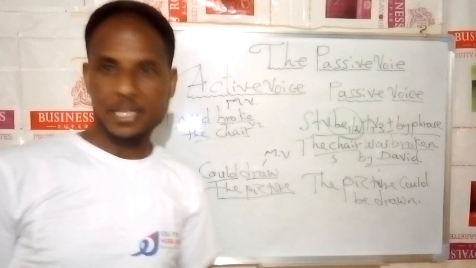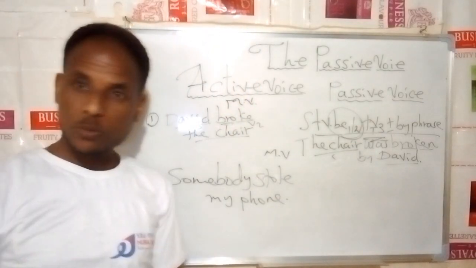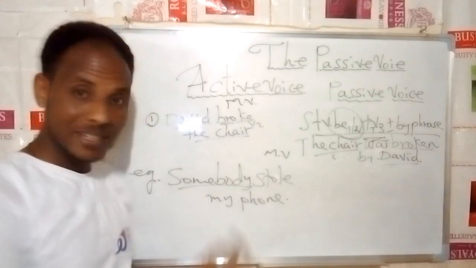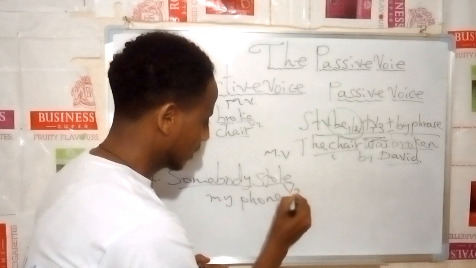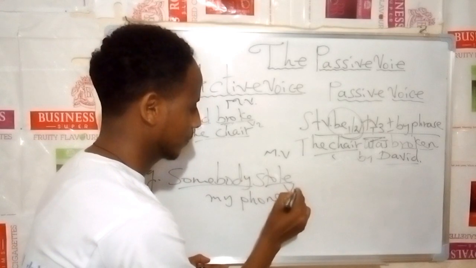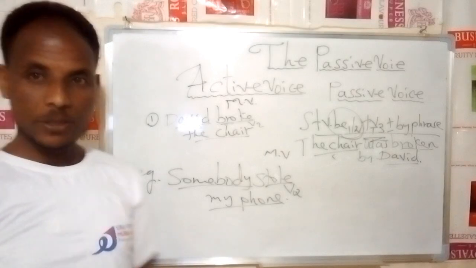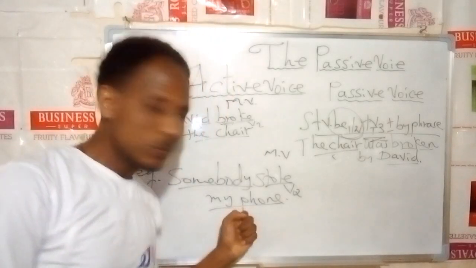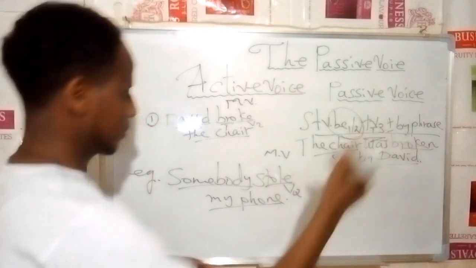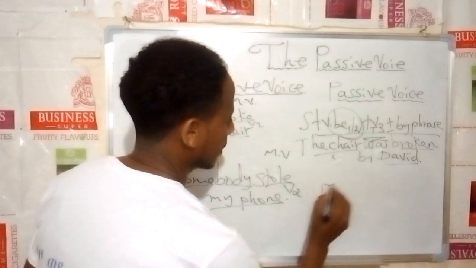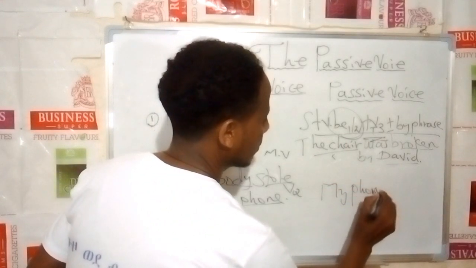Okay, somebody stole my phone. Where is the subject of the sentence? Somebody. It is an indefinite pronoun. Stole, it is the main verb in the past simple form. What about the object, my phone? So don't forget the object of the active voice becomes the subject for the passive voice. So we always begin with a capital letter, my phone.